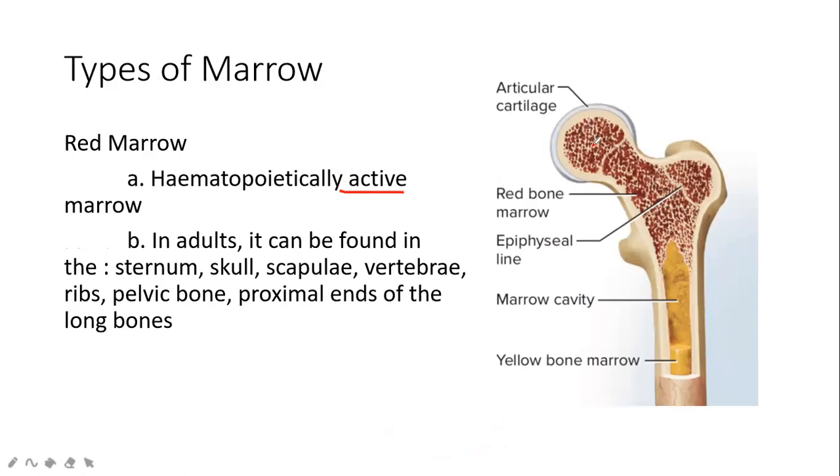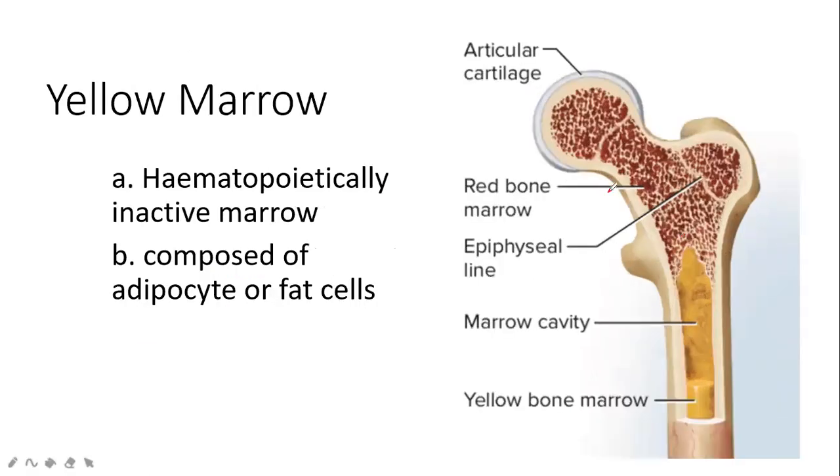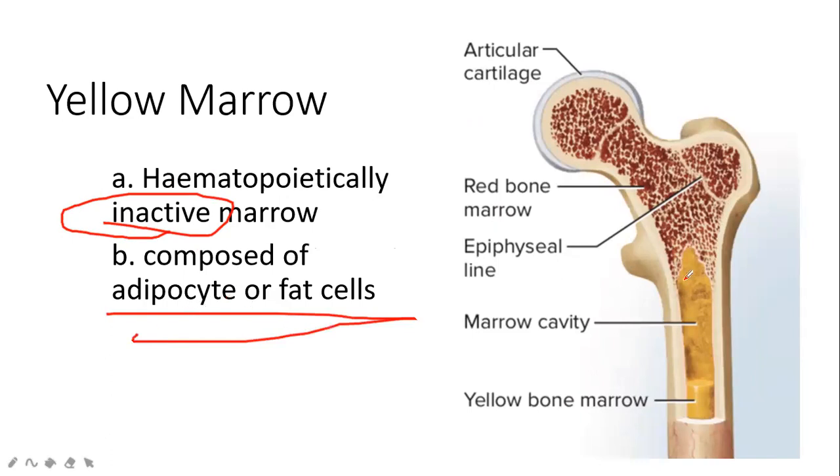So di ba, if you can remember, the spaces in between your trabeculae cater your red marrow. So in adults, makita nimo ni mga red marrow sa sternum, sa skull, sa scapula, your vertebra, as well as sa proximal ends sa imuhang long bones. Then we have your yellow marrow, which is the hematopoietically inactive marrow. And gitawag siya og yellow because composed siya of adipocytes and your fat cells. So these are your yellow bone marrow. So kung magbulalo ka sa fatty nga parts sa bones, yellow marrow na siya.